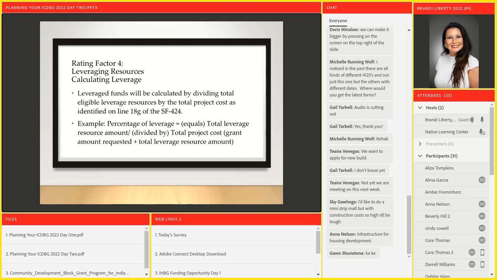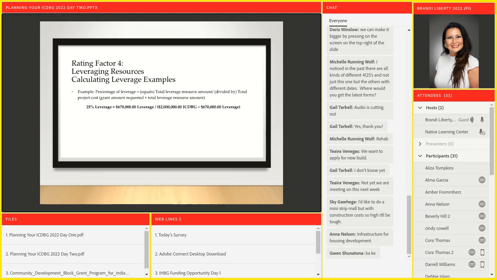So how do you determine what your total project cost is? That is going to be the ICDBG grant amount requested. So in this case, $2 million, and the total leveraged resource amount, so $670,000 if you're going for 20%, 25%. So your total project cost would be $2,670,000, divided by that $267,000 would give you your leveraged amount. And so just to give you, here's an example here of how that breaks down with actual numbers.